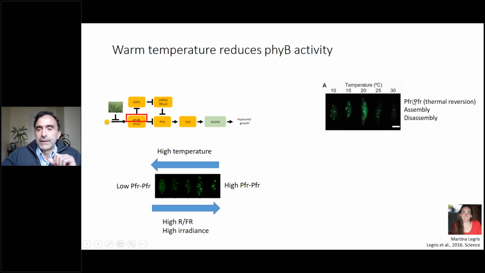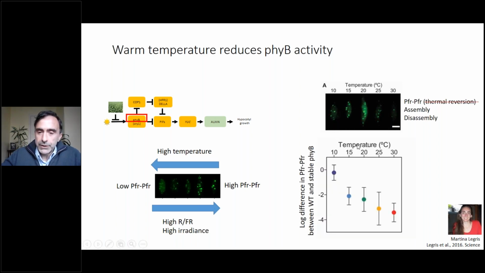So in order to quantify the impact of temperature on the status of phytochrome B as PFR using the size of the nuclear bodies as a proxy, we compared the size of these nuclear bodies in transgenic lines where wild-type phytochrome B was used to complement the phyB mutation. We compared that with transgenic lines where we use a mutant form of phytochrome B, which doesn't show that reversion. So we compared the size of the nuclear bodies, again, as a proxy of phytochrome B activity, and within the range of physiological temperatures for Arabidopsis growth, we have a significant impact of temperature on the status of active phytochrome.